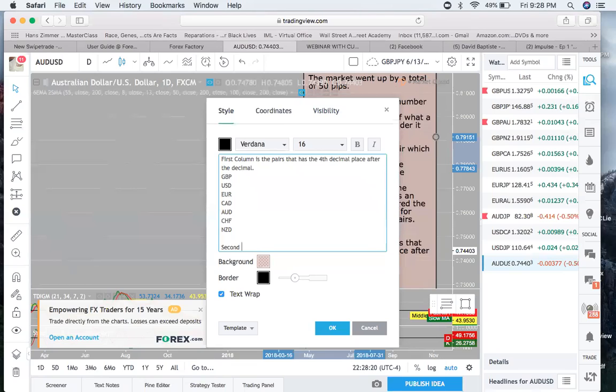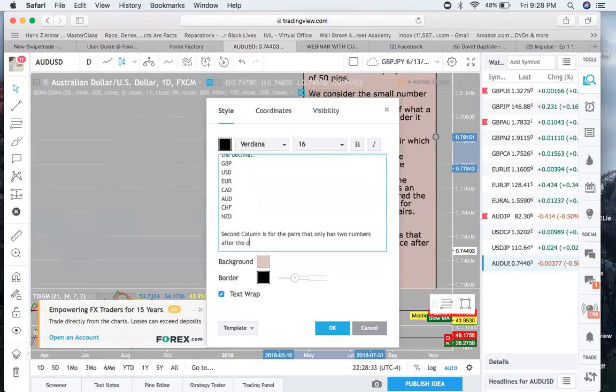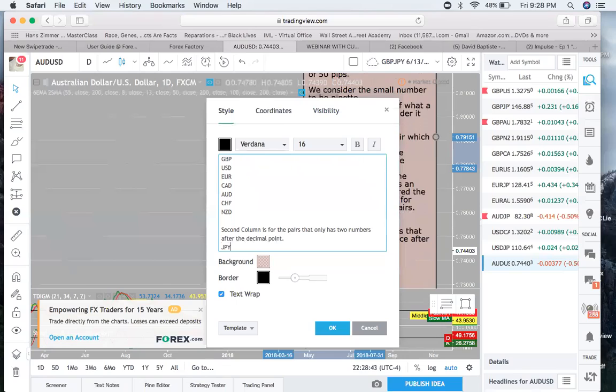And the second column is for the pairs that only have 2 numbers after the decimal point. And the only pair that we consider to have 2 numbers after the decimal point would be JPY, okay? Which is also known as Japanese yen. All right. So I'm just gonna label these for you guys as well.